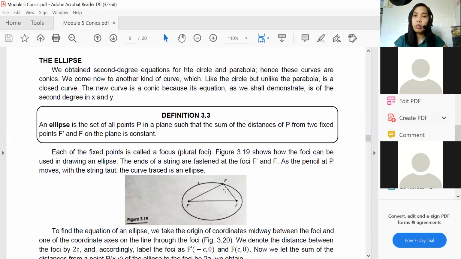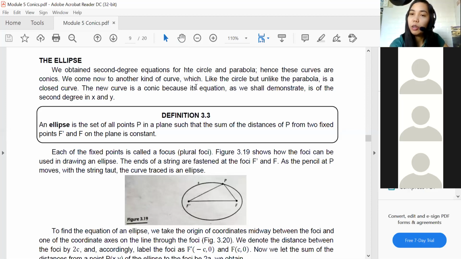Ma'am, excuse me po, naka-mute po kayo. Ayun. Kanina in-unmute ko na eh. So wala pala akong, hindi pala ako naririnig kanina.